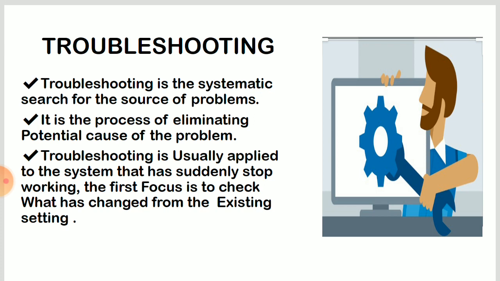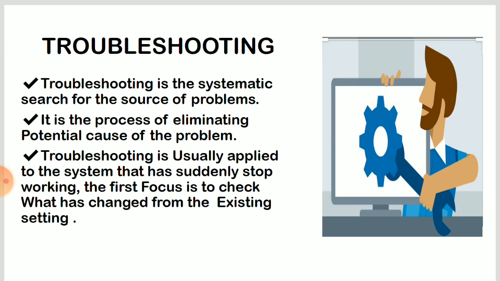It is the process of eliminating potential causes of the problem. Troubleshooting is usually applied to a system that has suddenly stopped working. The first focus is to check what was changed from the existing settings.